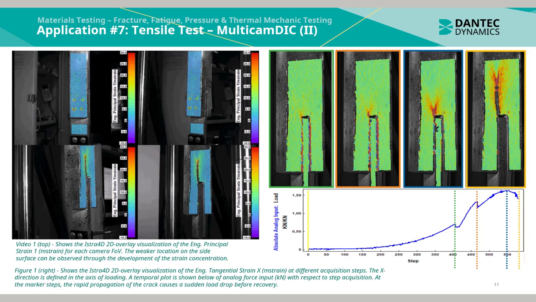In Figure 1 to the right, the EduDIC 2D overlay visualization of the engineering tangential strain in the X direction can be seen at different acquisition steps. The X direction is defined in the axis of loading. A temporal plot is shown below of the analog force input in kilonewtons with respect to step acquisition. At the marker steps, the rapid propagation of the crack causes a sudden drop in load before recovery.